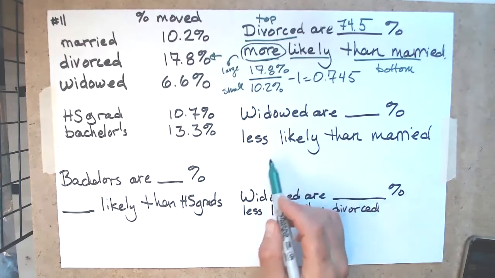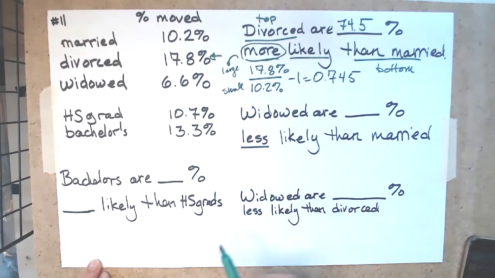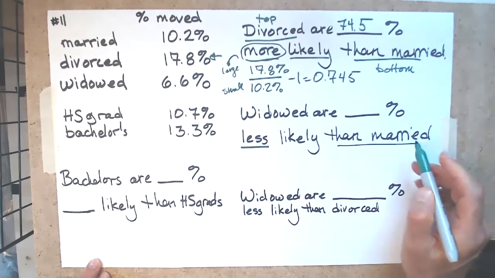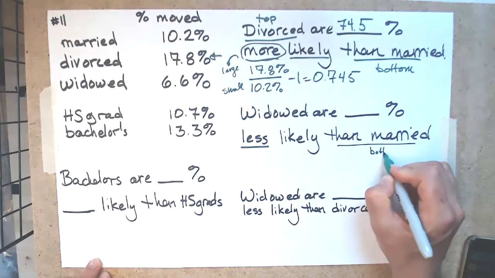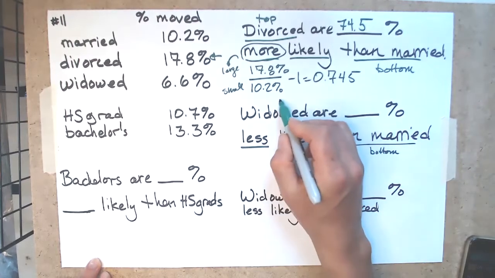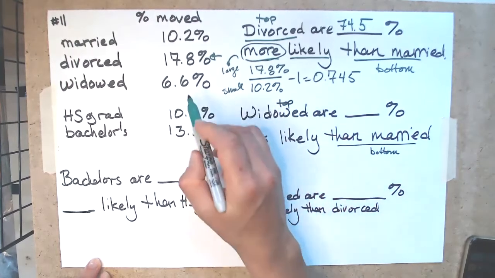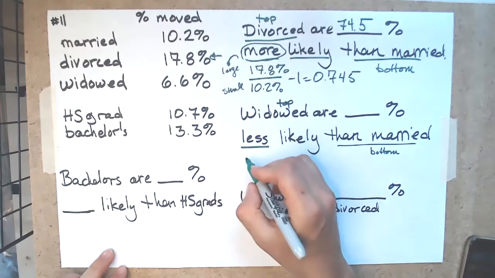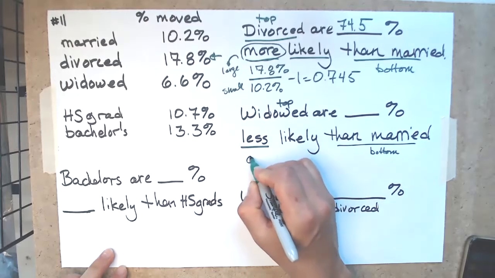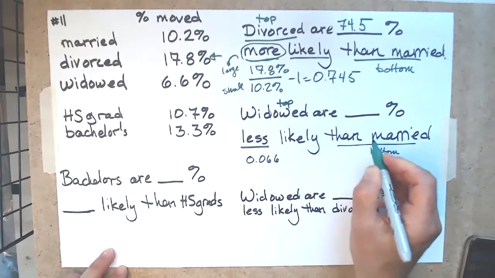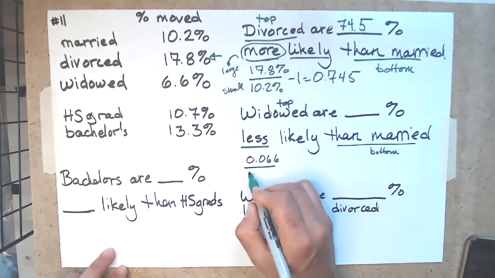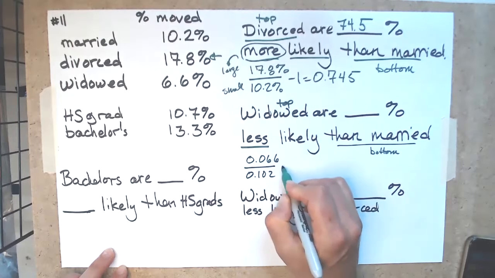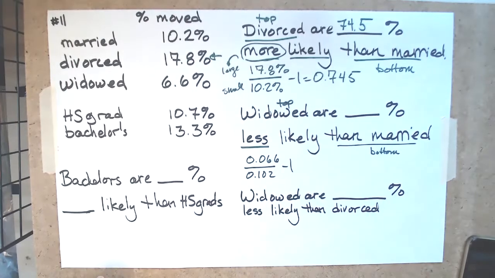The second one, widowed people are how much less likely to move than married. Than married goes on the bottom. Widowed people goes on the top. That gives us a smaller number over a larger number, so everything looks good. So my calculation would be widowed at 6.6%, and this time I'm going to do it as a decimal, divided by married people at 10.2%, and I subtract 1.